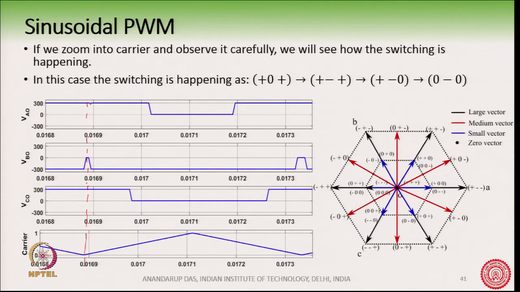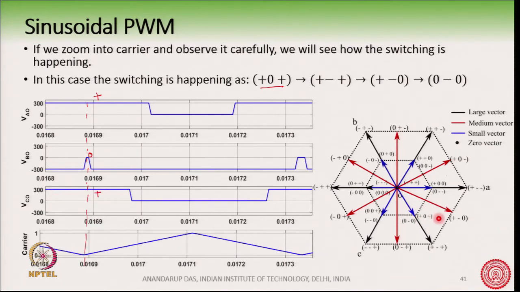The first switching is happening as plus 0 plus. So, you see here that the first switching is happening, this is plus here, this is 0 here and this is plus here. And where are we in the space vector diagram? We are here. This is the plus 0 plus. So, this is the start of the carrier and we have started our switching from plus 0 plus.